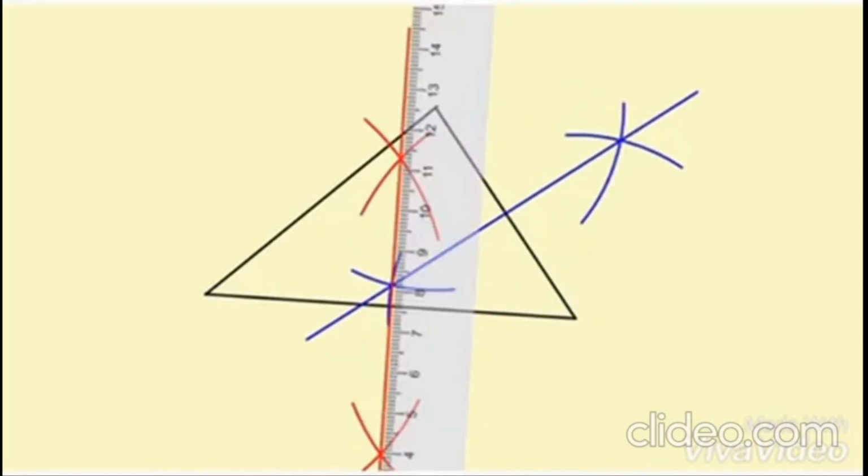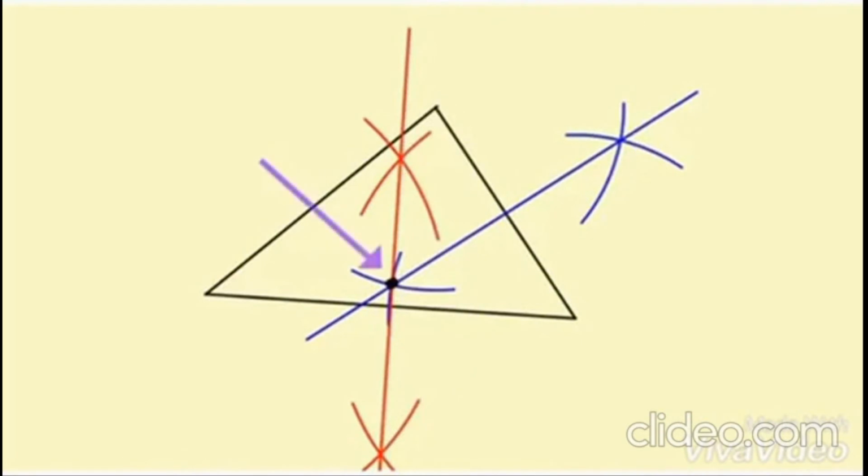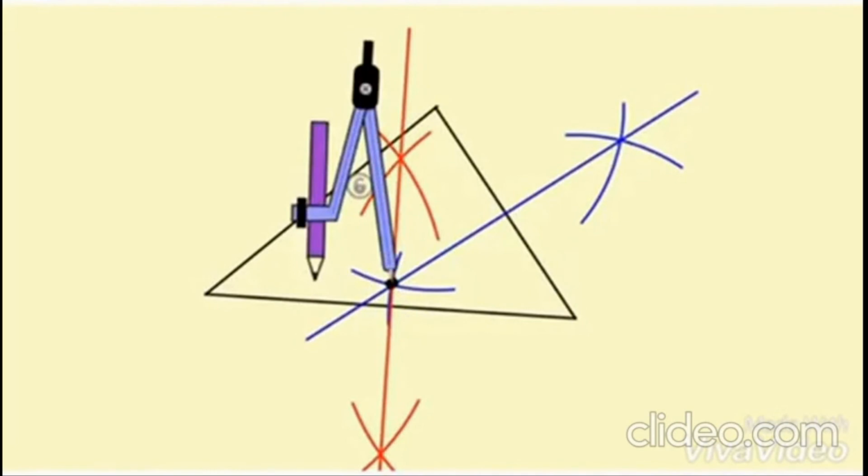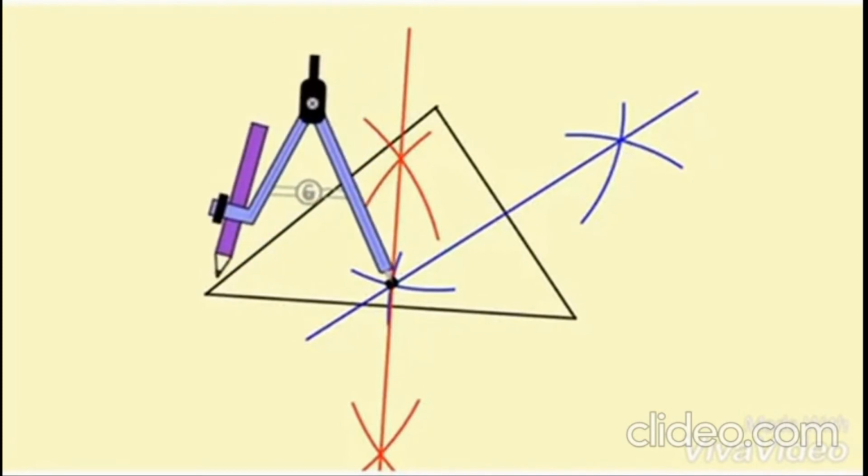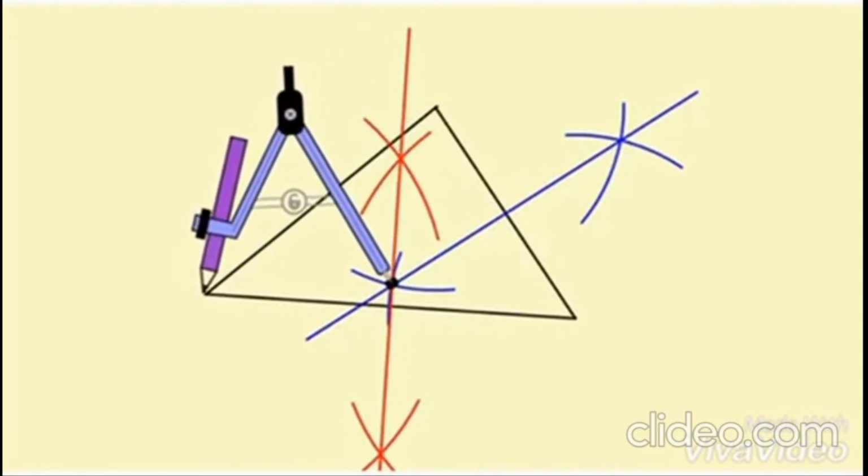Now we will draw the perpendicular bisector of the other side of this triangle. This point right here is the circumcenter of our circumscribed circle. The third side here also would have a perpendicular bisector, but we don't need to construct that to get the circumcenter. If you want to do the third one just to verify that your circumcenter is in the correct place, you certainly can. But two is sufficient.